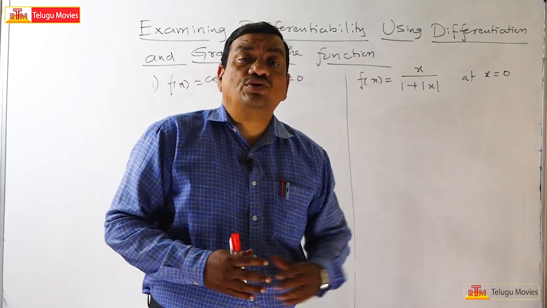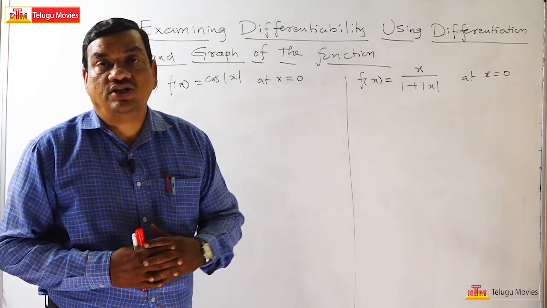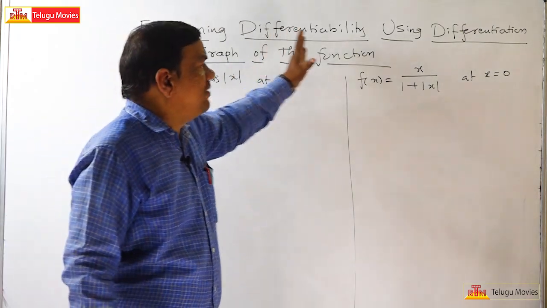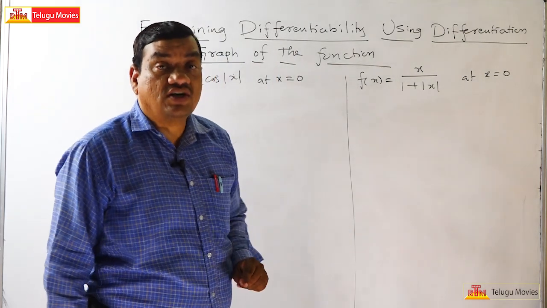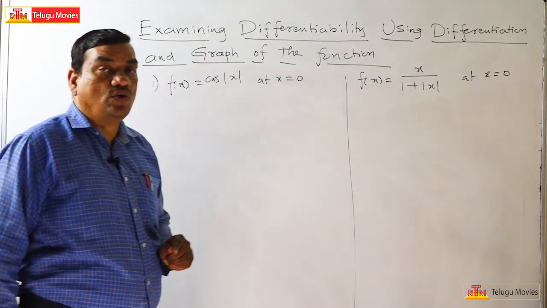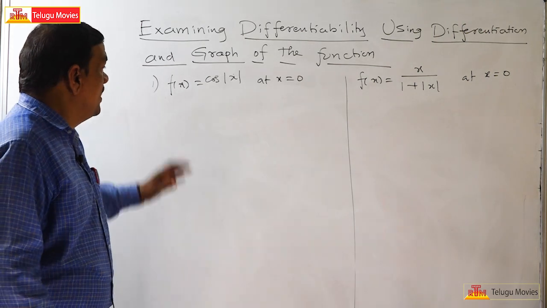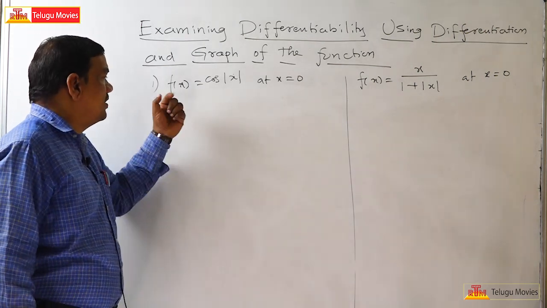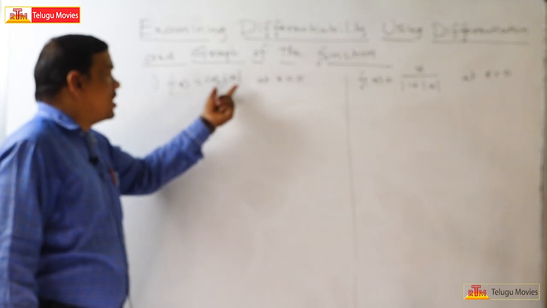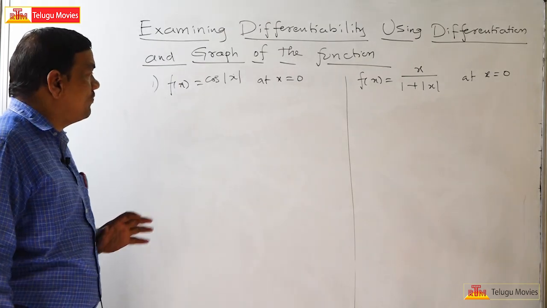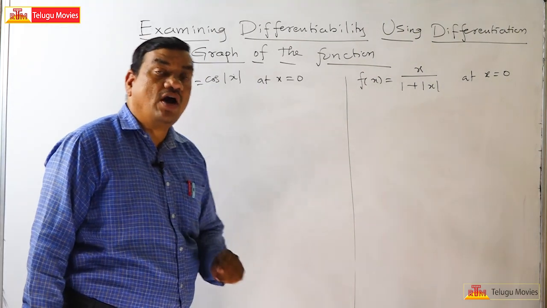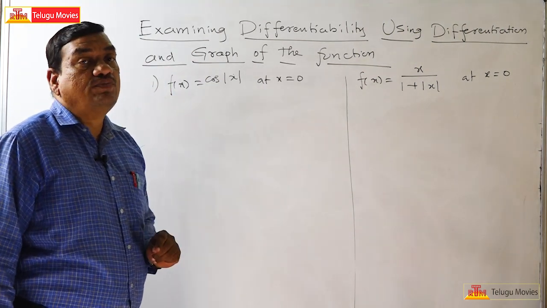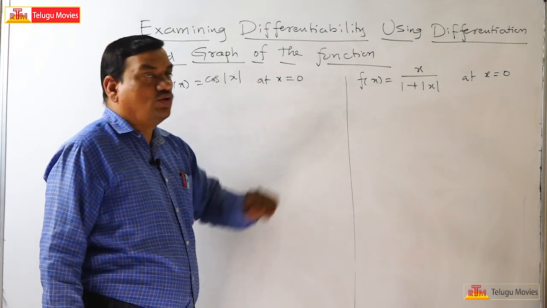Previously we had to check continuity. So without using those LHD and RHD formulas, directly by using differentiation, how do we find out whether the given function is differentiable at x equal to the given point? Let us see the question. f of x is equal to cos of mod x at x equal to 0. So we have to check the differentiability of this function at x equal to 0.